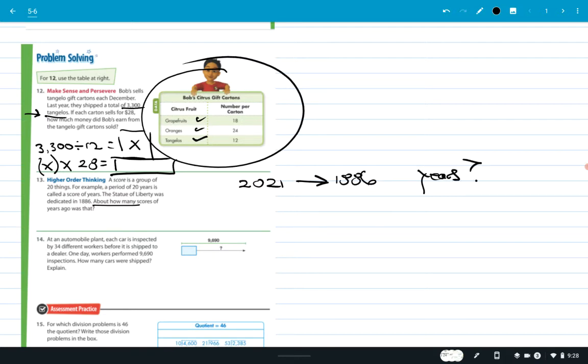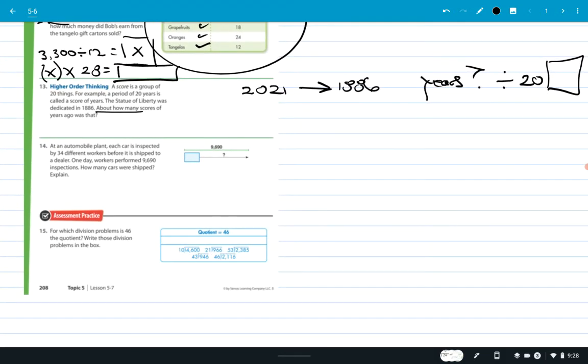Okay, question mark. And that number will be divided by 20. And then you will have your answer as far as approximately how many scores that was ago. So I've set that one up for you.